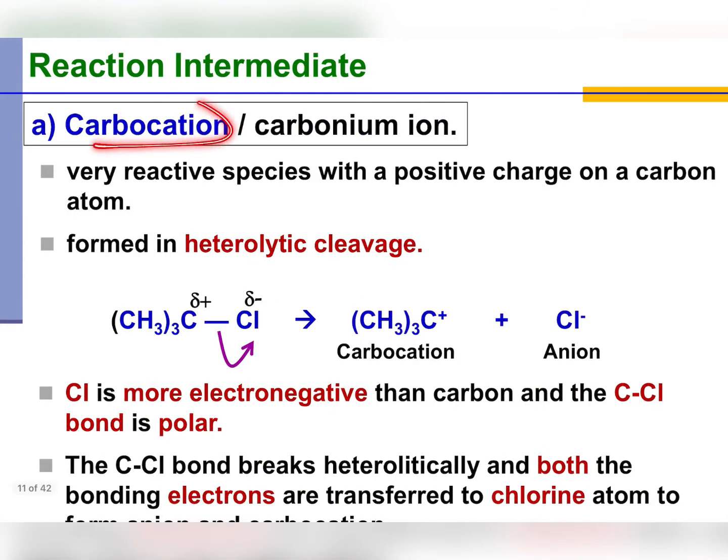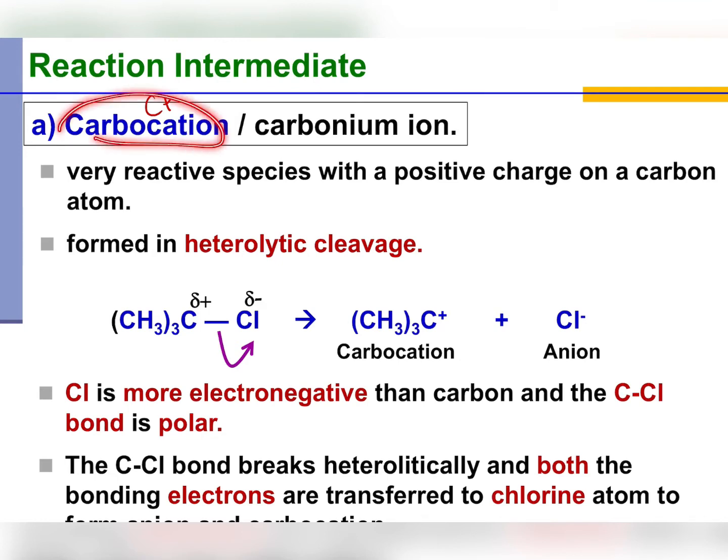Then kita start dengan carbocation. What is carbocation? Cation kita tahulah, cation is yang bercharge positif. Kalau carbocation that means carbon yang bercharge positif. Carbonium ion adalah nama lain bagi carbocation lah. So carbocation is a very reactive species with a positive charge on carbon atom. Yes, carbon yang bercharge positif, that is carbocation.